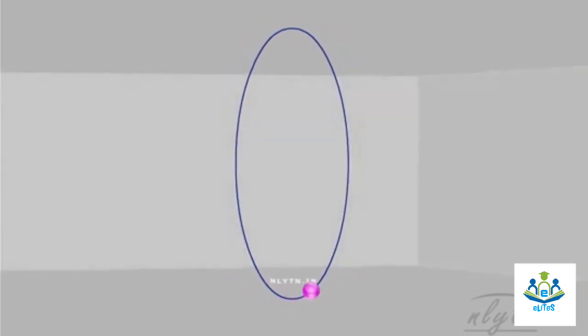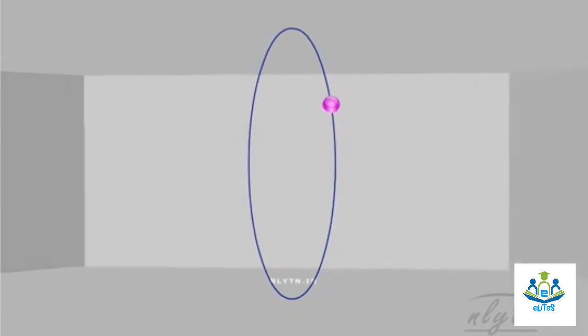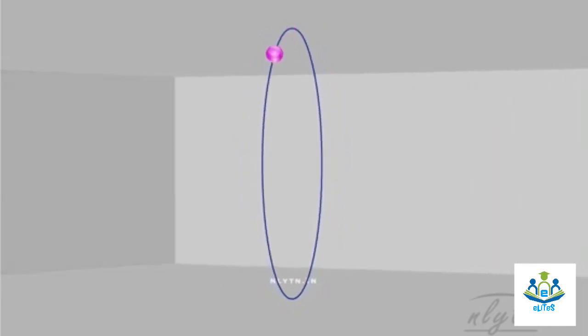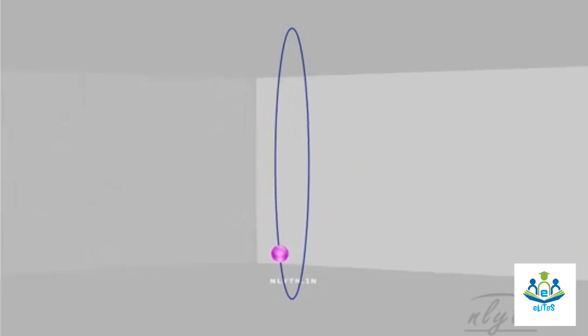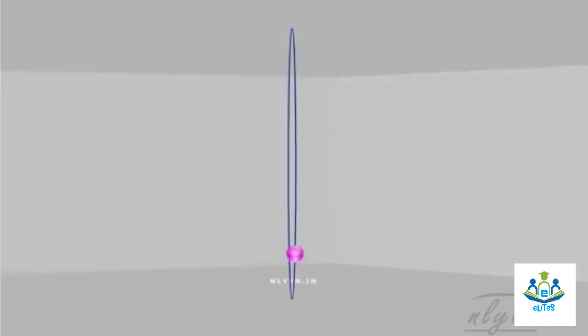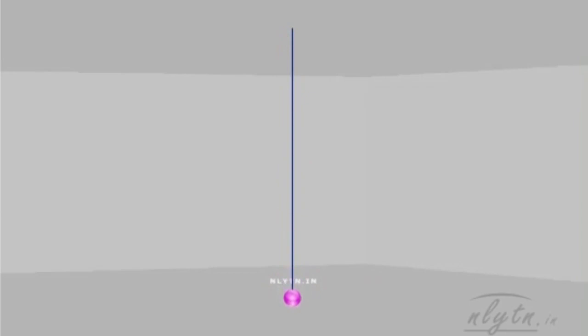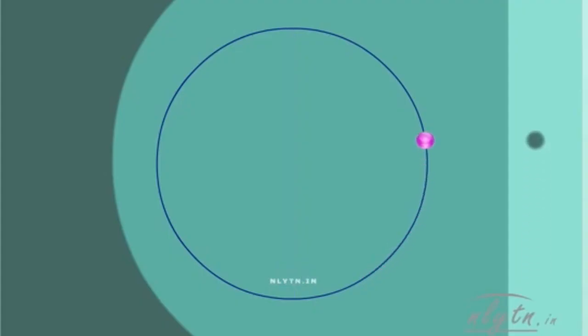Again, let's see the side view of the circular motion. In the side view, the particle is moving as if it is on a rod, moving up and down about a fixed point, the center of the circle. The center of the circle here is the equilibrium position, or the origin. Let's see the shadow of the particle.